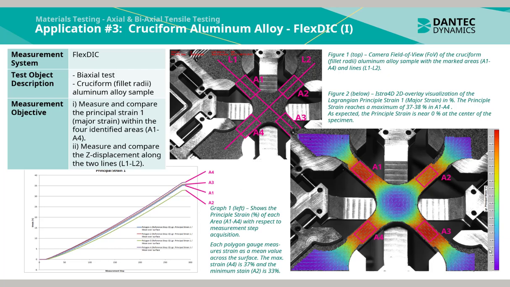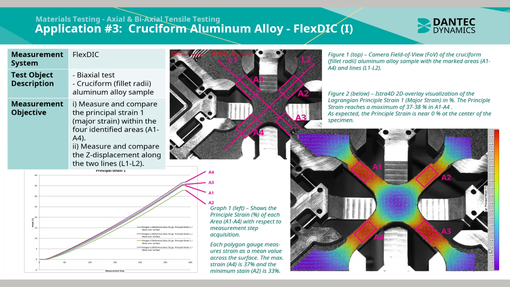In Figure 1 to the top, we can see the camera field of view of the cruciform fillet radiate aluminium alloy sample with the marked areas A1 to A4 and lines L1 to L2. In Figure 2 below, we see the ISTRA 4D 2D overlay visualization of the Lagrangian principal strain 1 in percentage. The principal strain reaches a maximum of 37 to 38% in regions A1 to A4. As expected, the principal strain is near 0% at the center of the specimen.